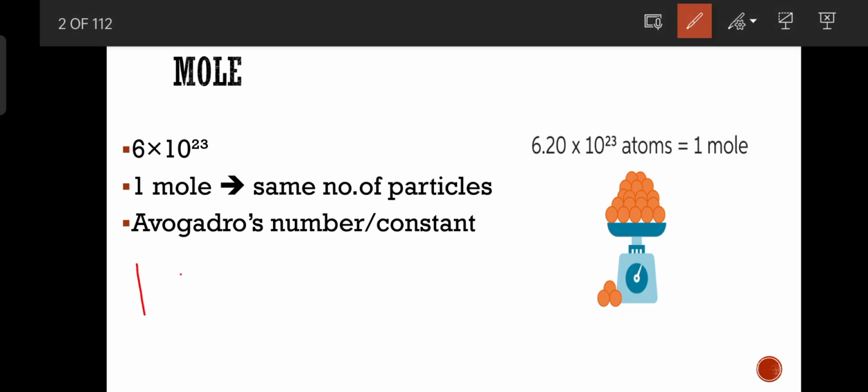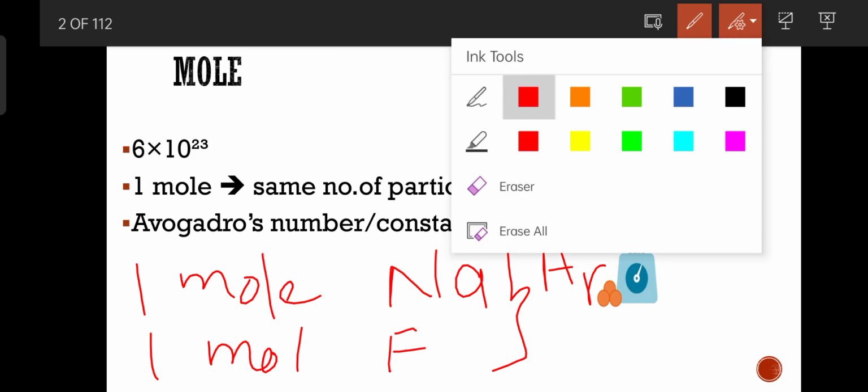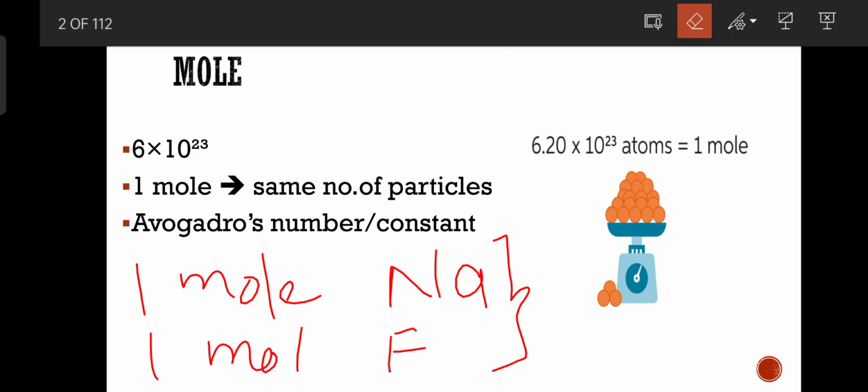Let's say that 1 mole of sodium and 1 mole of fluorine. You know that the relative atomic mass of both these elements are different. But we are discussing about mole. Mole is related to number of particles.